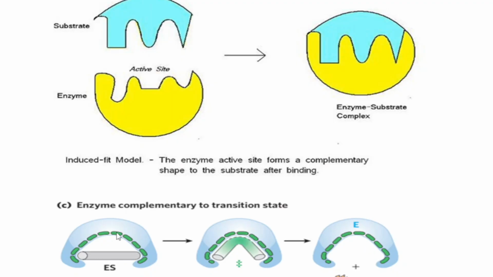This is the substrate, this is the enzyme. They are not complementary. When it binds, it changes the conformation of the active site. So more products are produced.